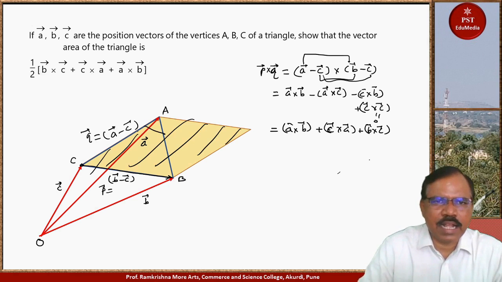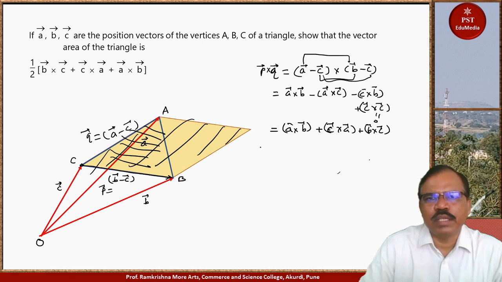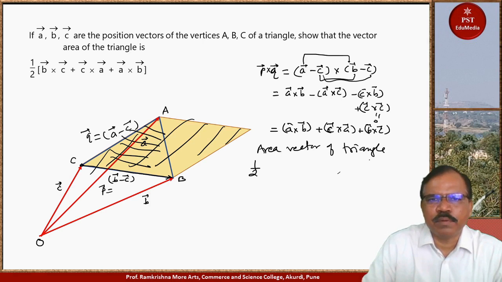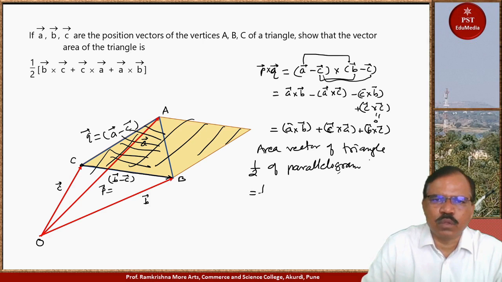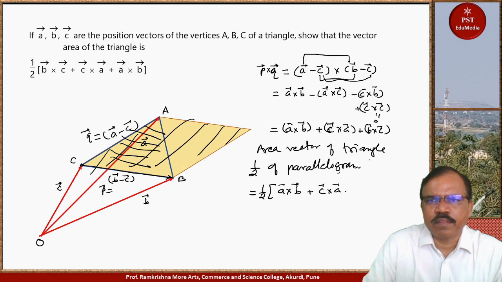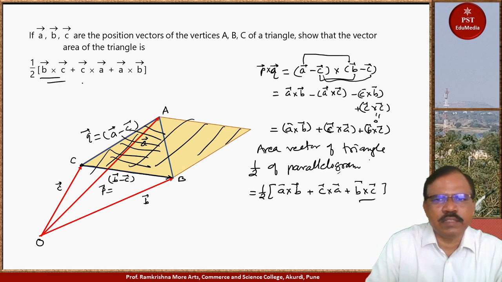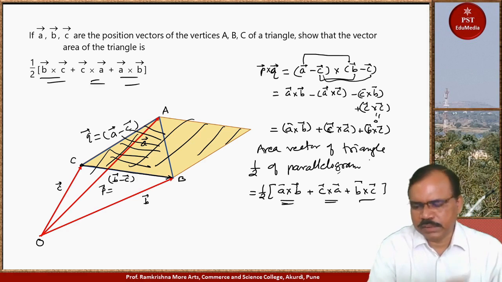Now what is the area of this triangle? Half of that. So the area vector of the triangle is half of the parallelogram area vector. So this is equal to 1/2 of A cross B plus C cross A plus B cross C. See here, B cross C is here, C cross A is here, and A cross B is here. So this is the proof.